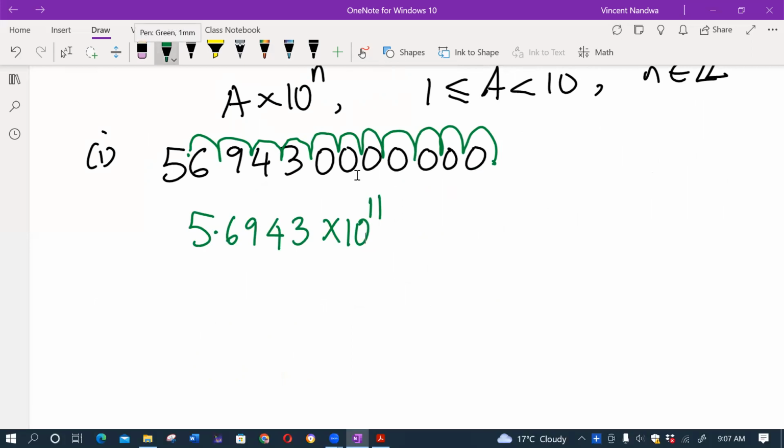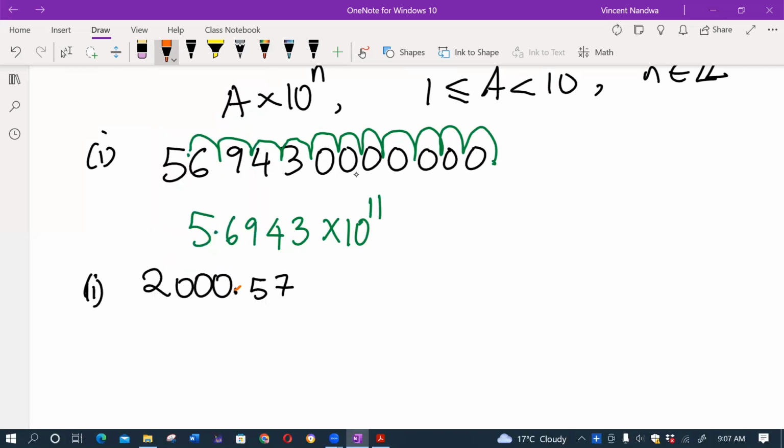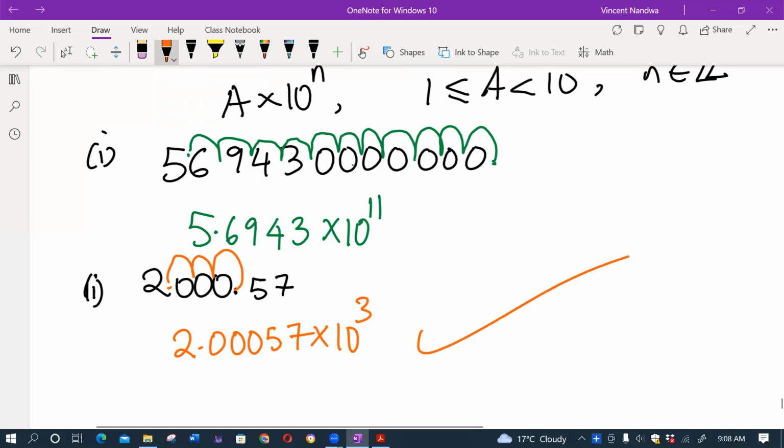Two, the number is 2123.57. So expect to get a number between 1 and 10 by moving the decimal point to the left. We'll have to move 1 step, second step, third step. So that we'll have 2.12357 times 10 raised to power 3. When the decimal point moves to the left, the power becomes positive.